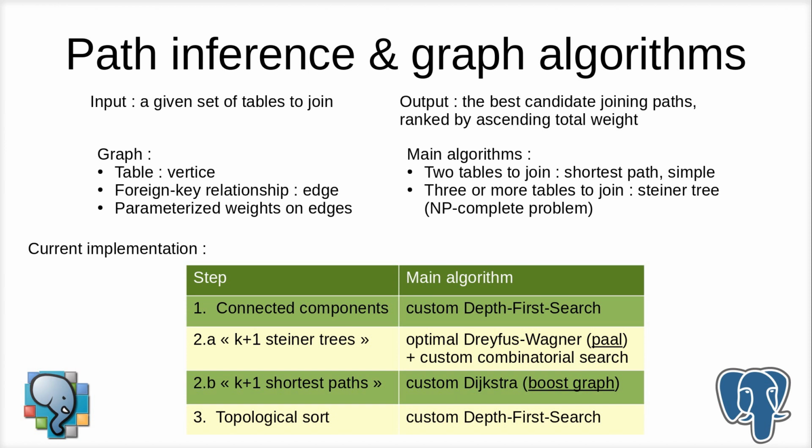The algorithms that I use have been written in the PAL library, which is an open source lib on top of the BoostGraph library. That's for the main part, which the second part, which detects candidate paths. And lastly, as is done with the manual mode that we talked about in earlier videos, there's a topological sort round, which is done with yet another custom depth first search to just order the relations and produce the SQL.